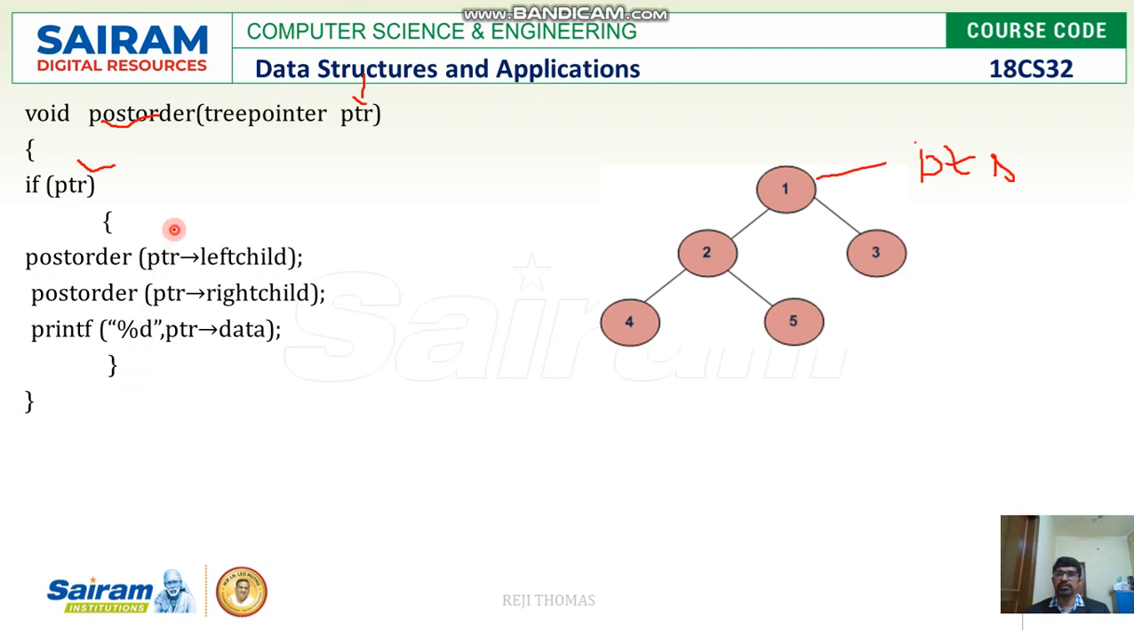First, you have to visit the left child. For 1, the left child is 2. Again for 2, you have to find the left child. Then once it is done, you visit ptr's right child. Once you are done with the left child, go to the right child. Once it is done, you visit the root. So please remember: visit the left, then the right, then the root.